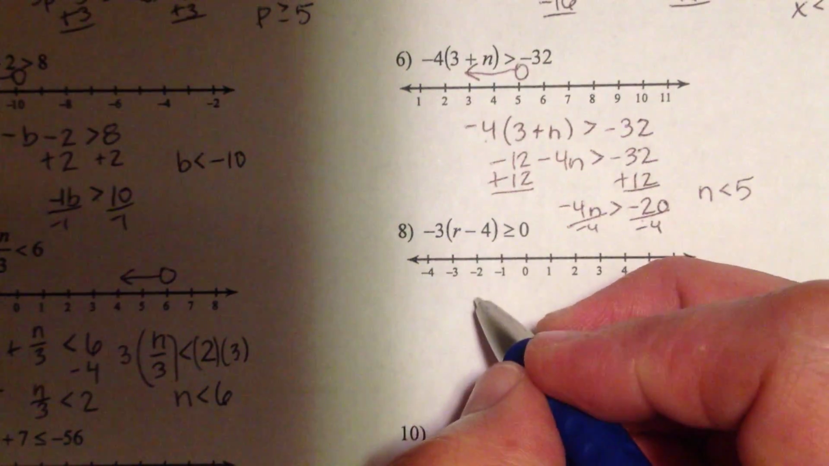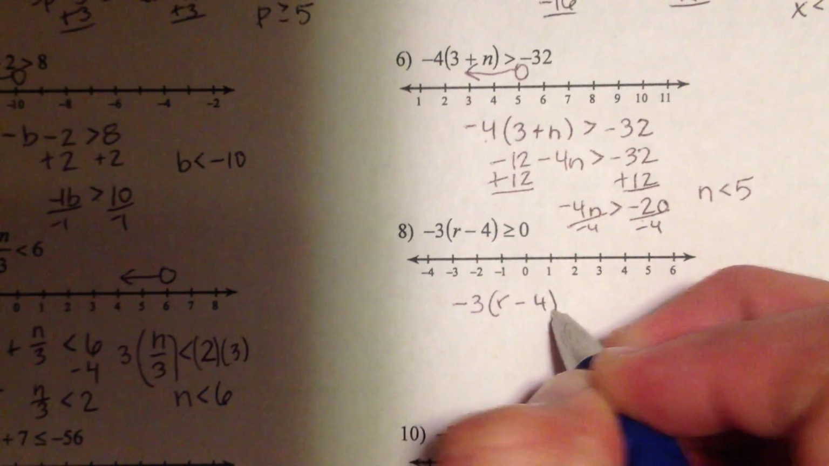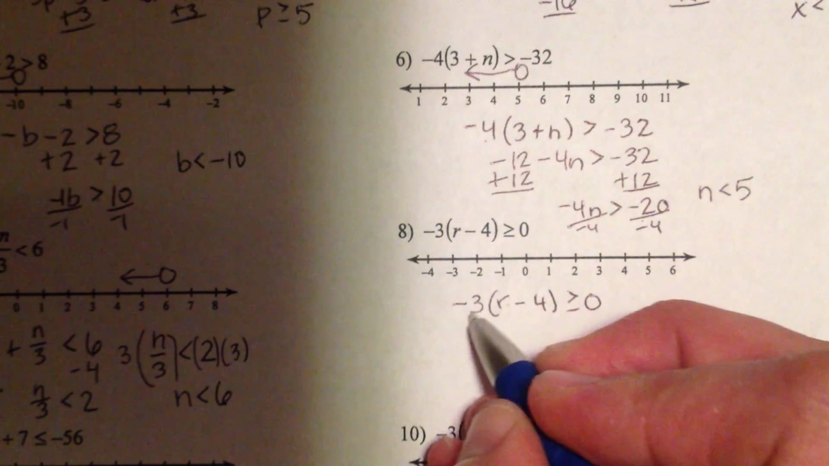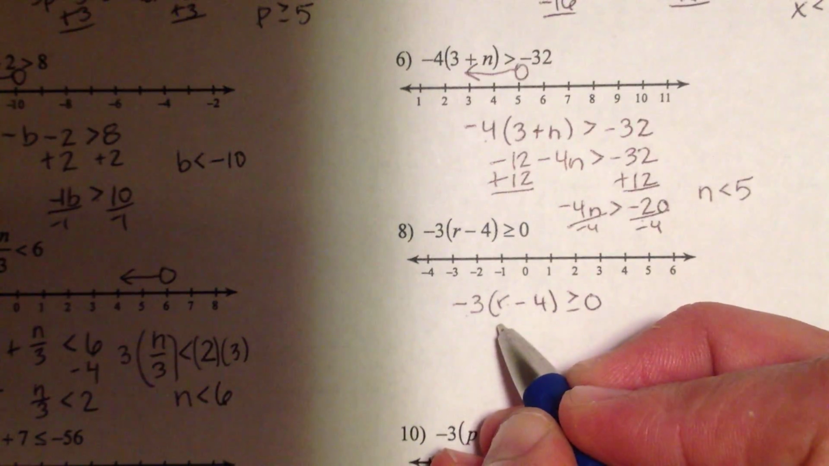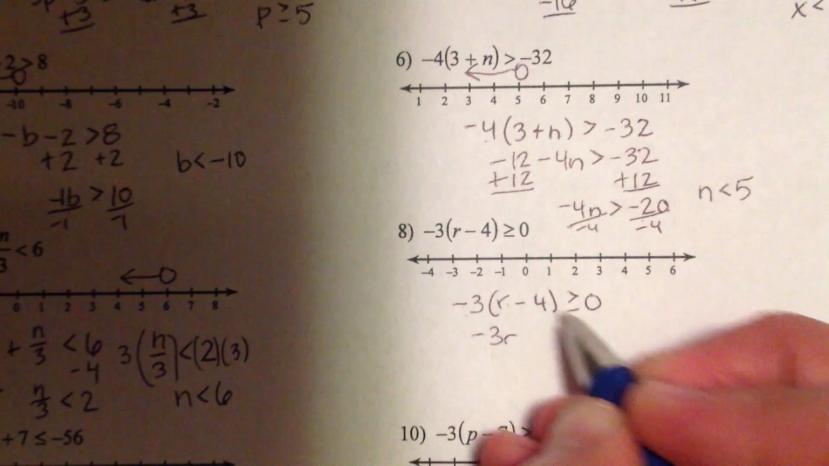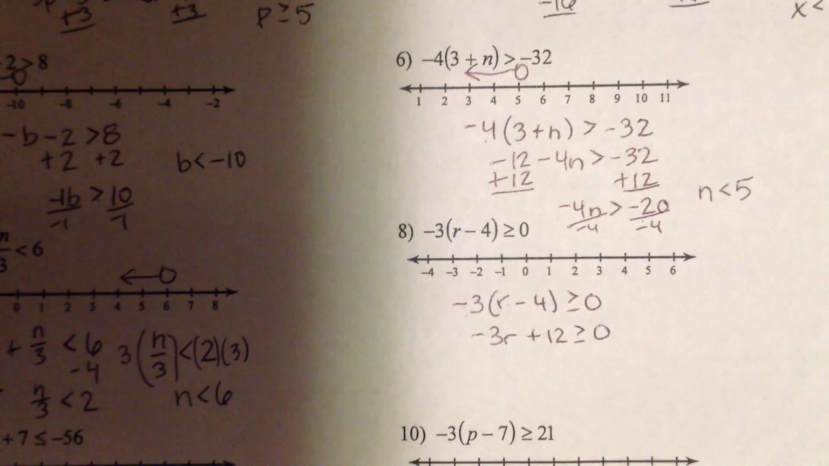Number 8, I have another distributive property. Negative 3 times the quantity of r minus 4 is greater than or equal to 0. So again, I distribute the negative 3, multiplying it by both terms inside. Negative 3 times r is negative 3r. Negative 3 times negative 4 is positive 12, greater than or equal to 0.